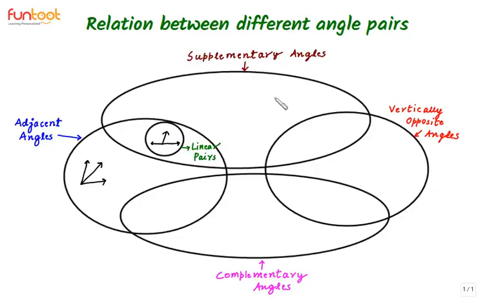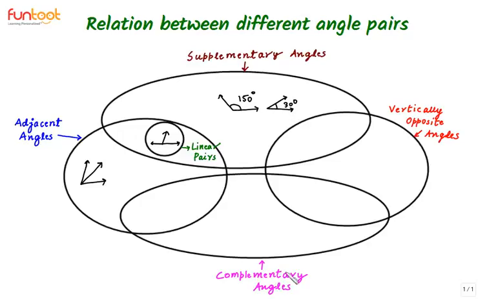No, definitely not. We can see these two angles here. Let's say one is 30 degrees and the other is 150 degrees. These angles are definitely supplementary because their sum is 180 degrees, but these are not a linear pair.